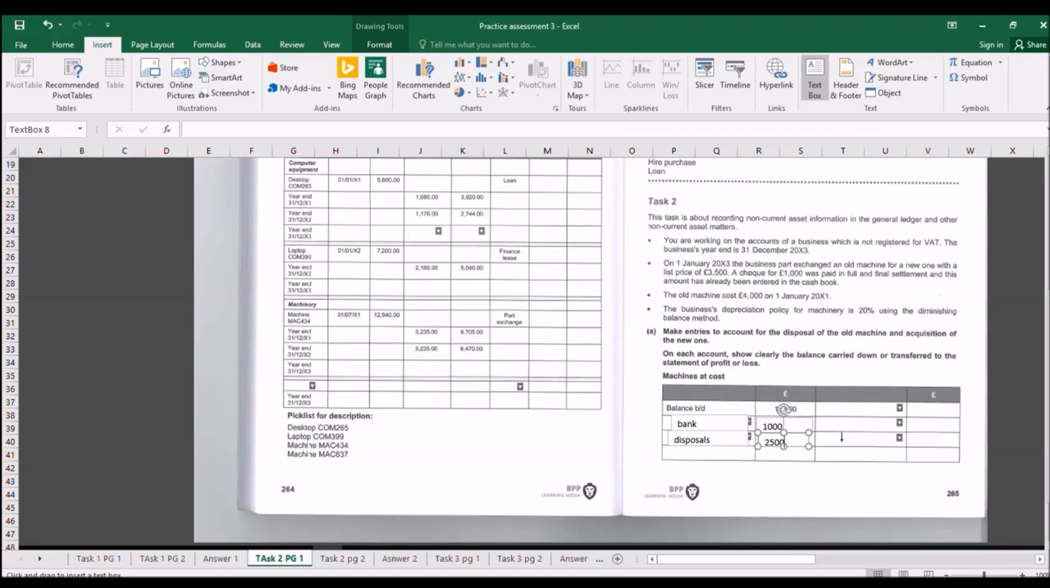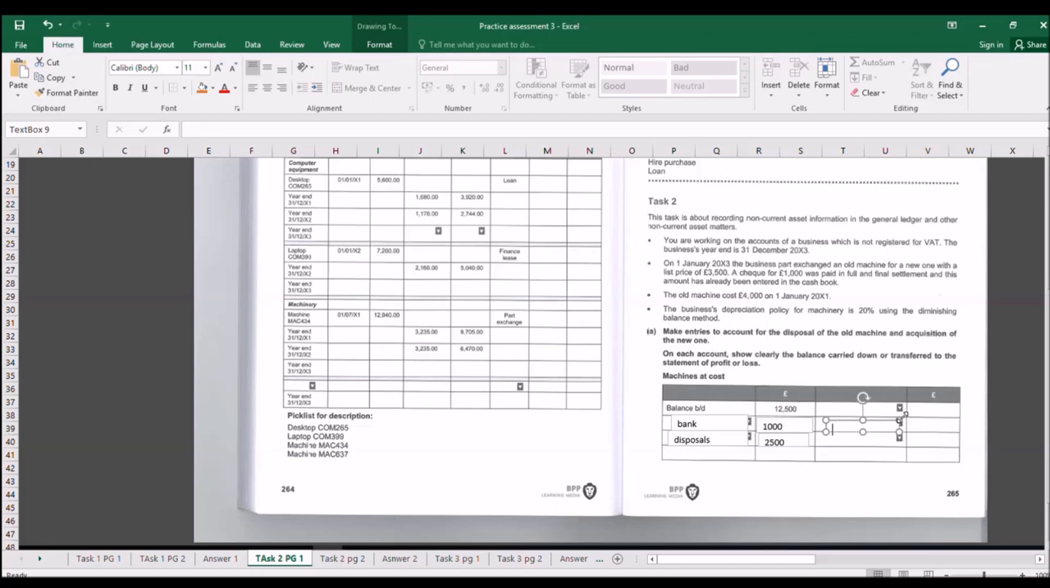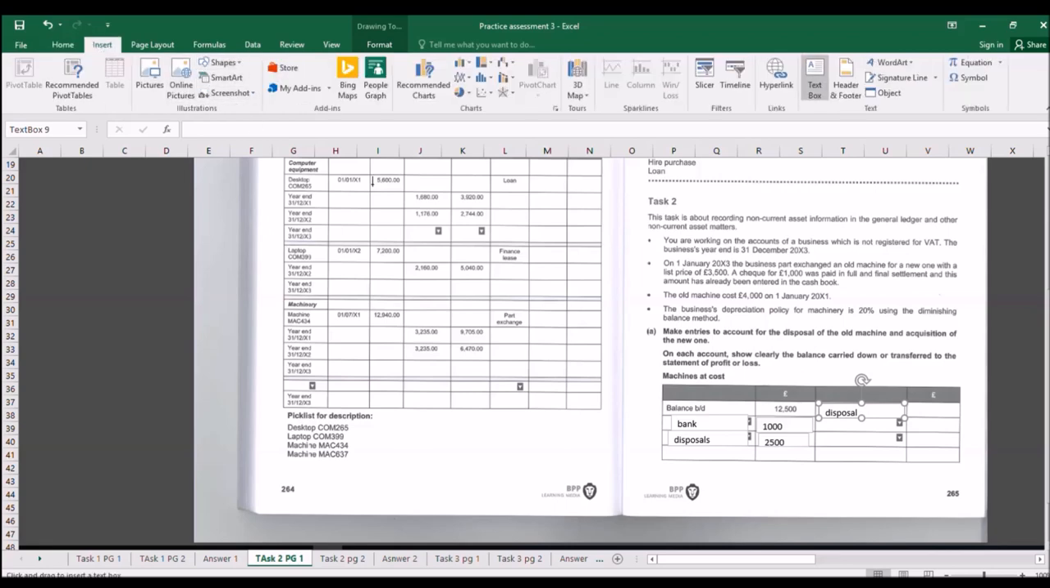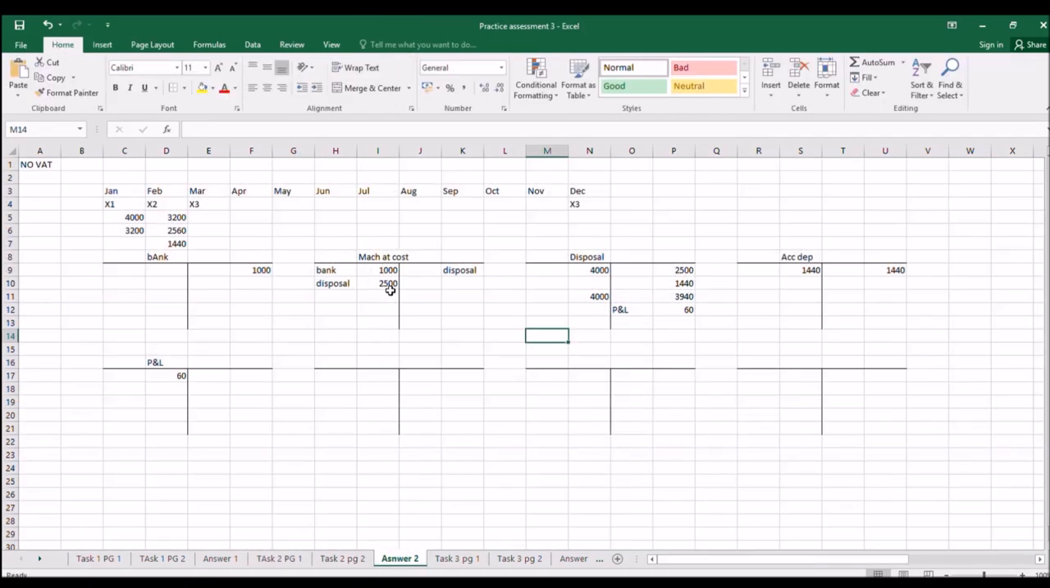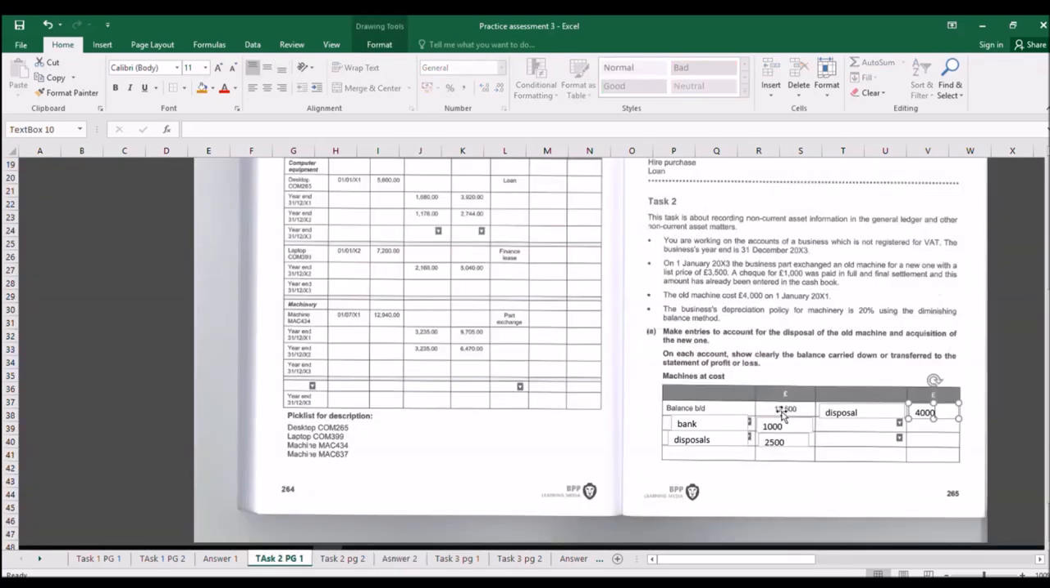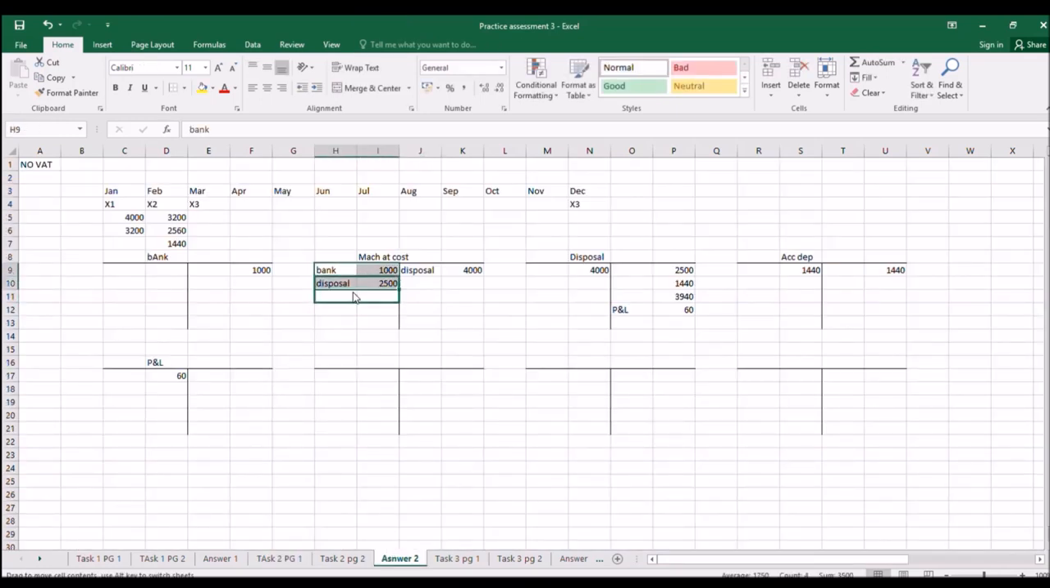Actually, I think what I've done is we would have disposals here. Hang on, I do think that's probably going to have to go there, because they do like to not keep the balance brought down and the balance carried down on separate lines, which is a bit annoying. Right, so disposals here would be the 4,000. What else would we have there though? So we've got our disposal at 4,000 there. And then in this case, let's go back to here. We've got our balance brought down. Move that down a bit. Balance brought down.